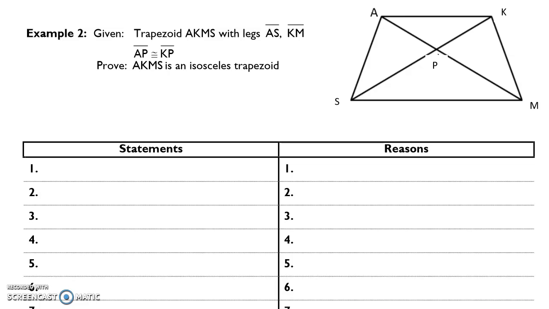Next, I want you guys to try example 2, the last proof. And I'll give you a hint. You can do this without ever proving triangles congruent. We know it's a trapezoid. We have to somehow show it's isosceles.